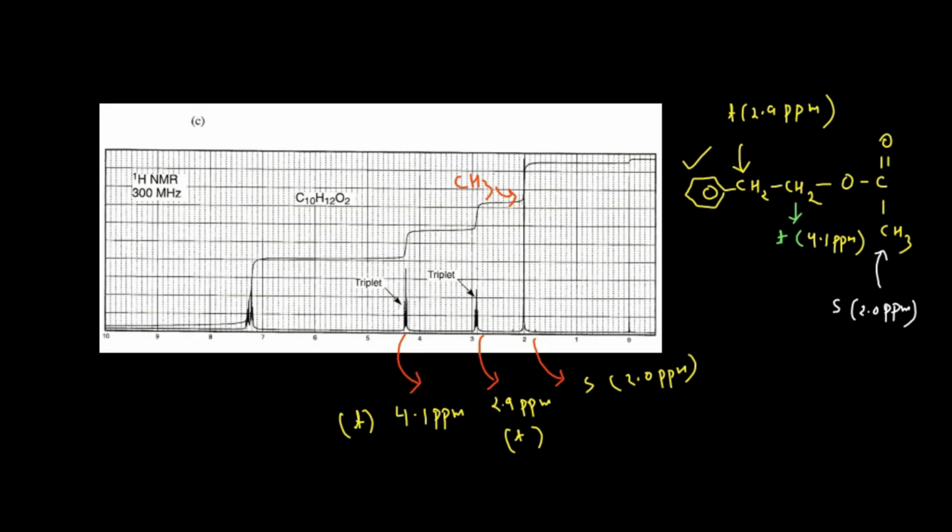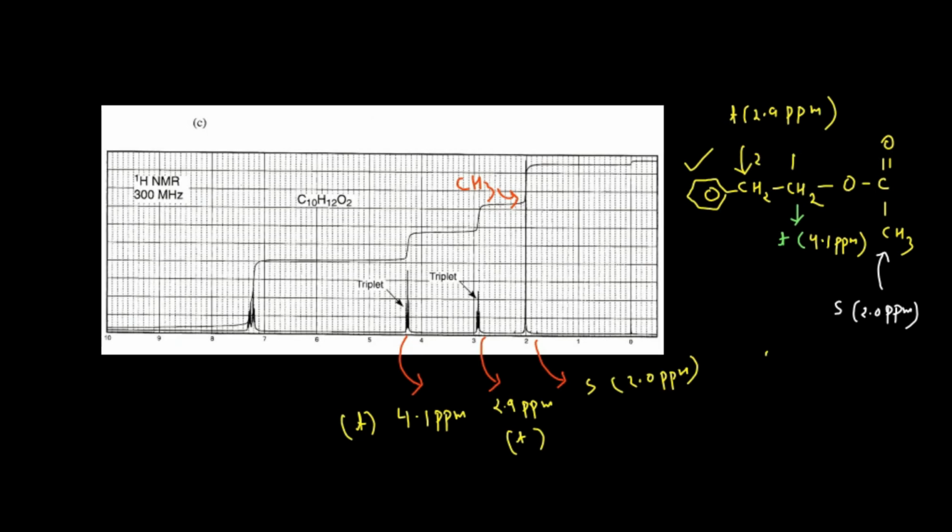So how can we write the name of this particular compound? This is 1, this is 2, phenyl, right? This is 2-phenyl, and then you have this ethyl part. So 2-phenylethyl, and that fraction is your acetate fraction. So this is the name of this particular compound.